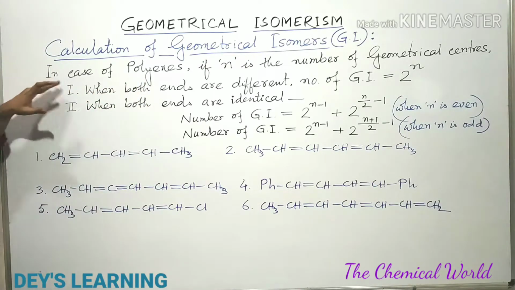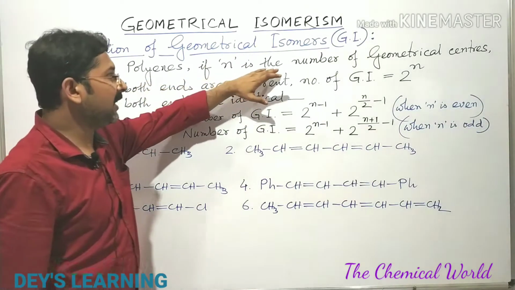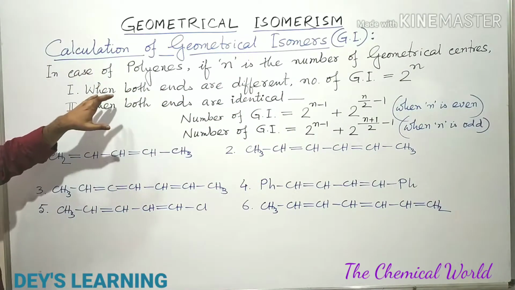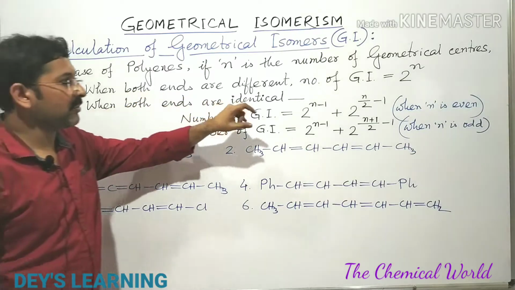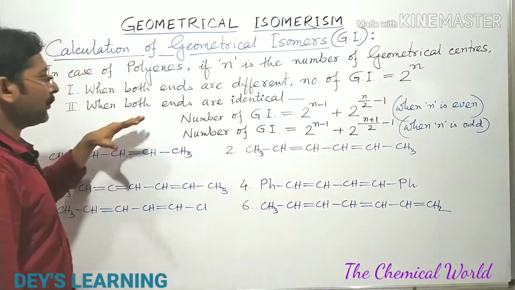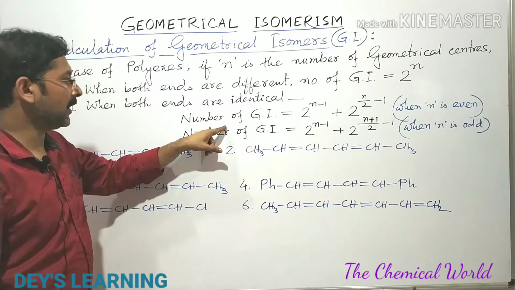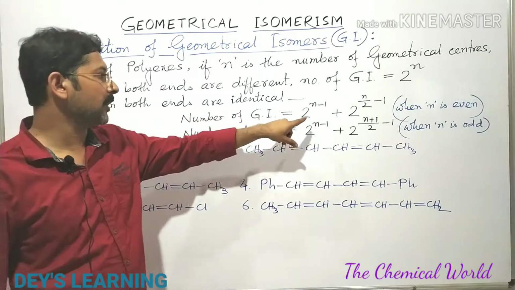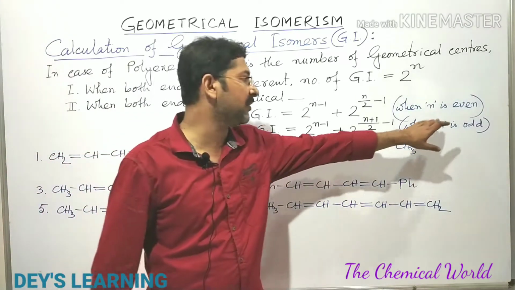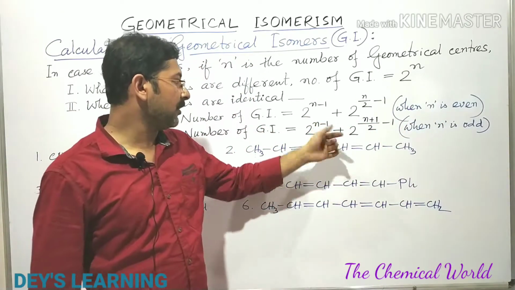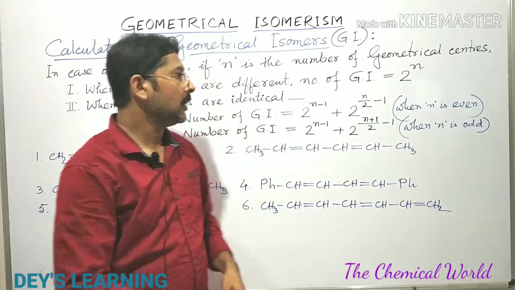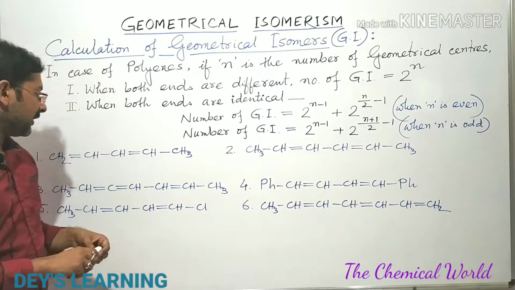Look at here, in case of polyenes, if n is the number of geometrical centers, then when both ends are different, number of geometrical isomers equals 2 to the power n. When both ends are identical, then number of geometrical isomers equals 2 to the power n minus 1 plus 2 to the power n by 2 minus 1 when n is even, and 2 to the power n minus 1 plus 2 to the power n plus 1 by 2 minus 1 when n is odd. Now let's take some examples.